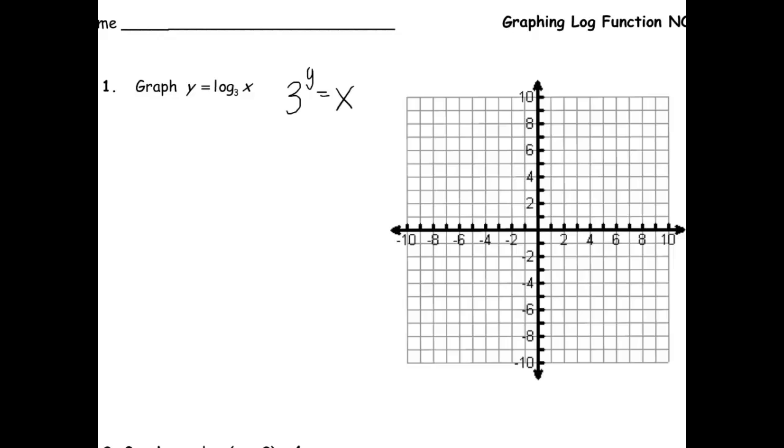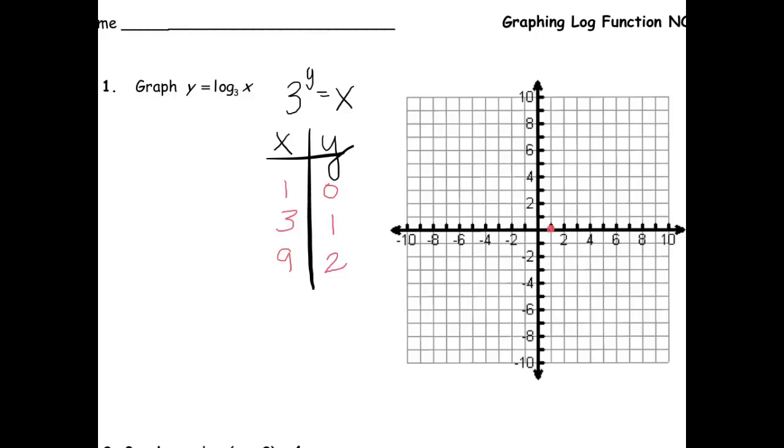Let's make a table and see what we can get for points on our graph. Now we're usually choosing x's and then finding out what y is. I think it might be easier to test out some y's because that's the exponent. Let's try 0 first. So let's say our exponent is 0. What is 3 to the 0 power? It is 1. Let's go with 1 as an exponent next. What is 3 to the first power? It's 3. How about 3 to the second power? That's 9. Excellent.